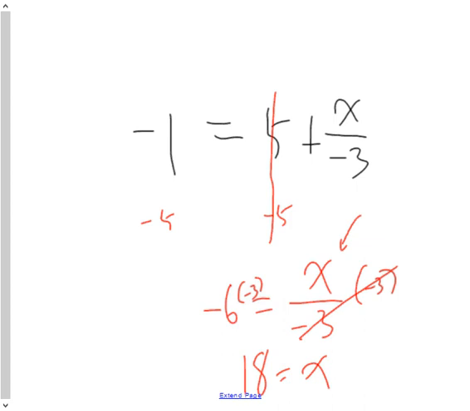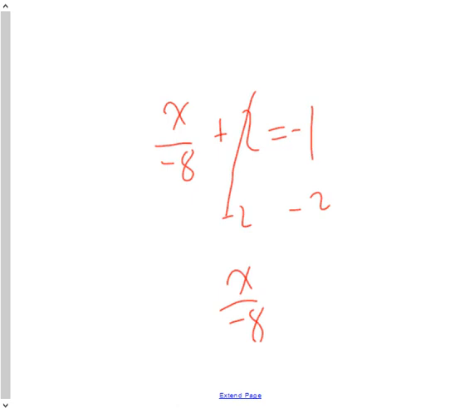Some students want to flip it around and put the x on the left. Don't do that. If the x is on the right, keep it on the right. I know it doesn't affect the answer, so if you have x equals 18, that's fine, but just keep it where it is. Just keep it on the left or the right or wherever you have it. I like it better that way.